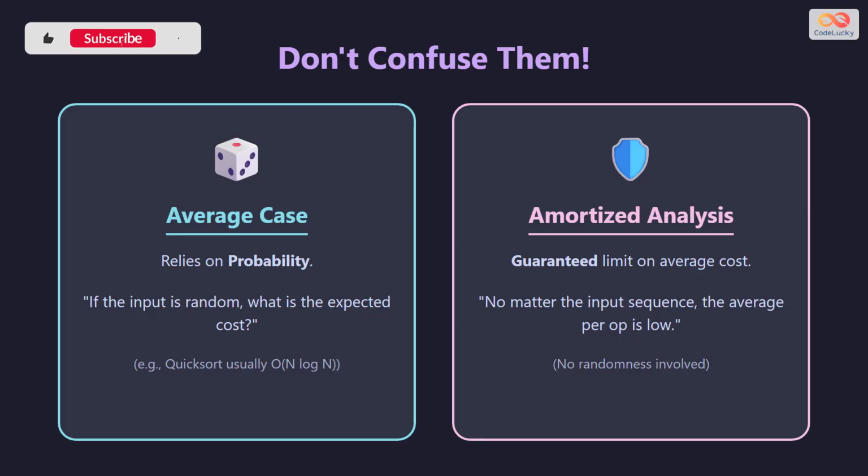A very common point of confusion is mixing up amortized analysis with average case analysis. They are different. Average case relies on probability and random input, like asking what the expected cost of quicksort is on random data. Amortized analysis has no randomness. It guarantees the average performance limit for any sequence of operations, even the worst possible sequence.